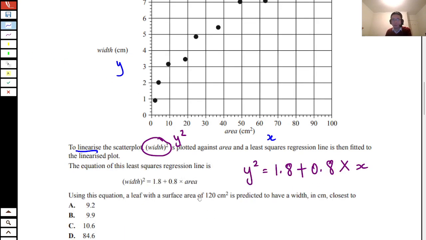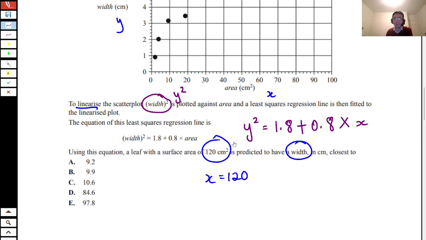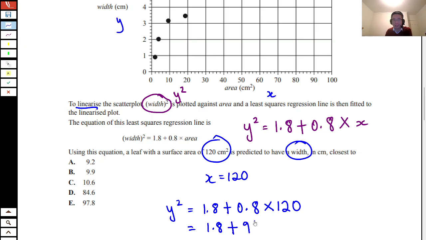Now, here's the question. We're told that the area is 120. Question, what is the width? So in this case, we simply need to do a substitution into the equation y squared equals 1.8 plus 0.8 times x. X is 120. 0.8 times 120 is 96. So y squared is 97.8.